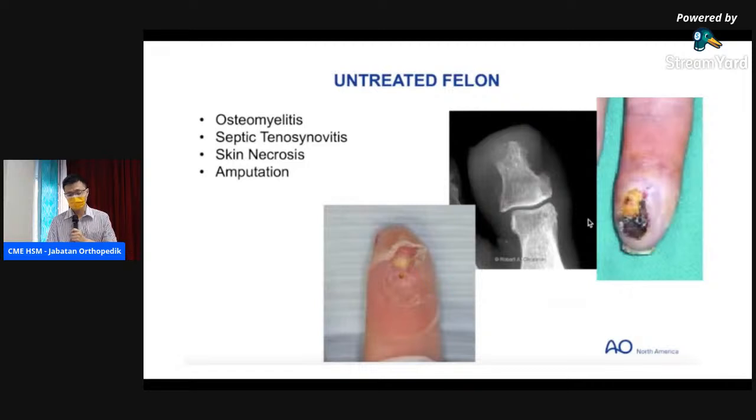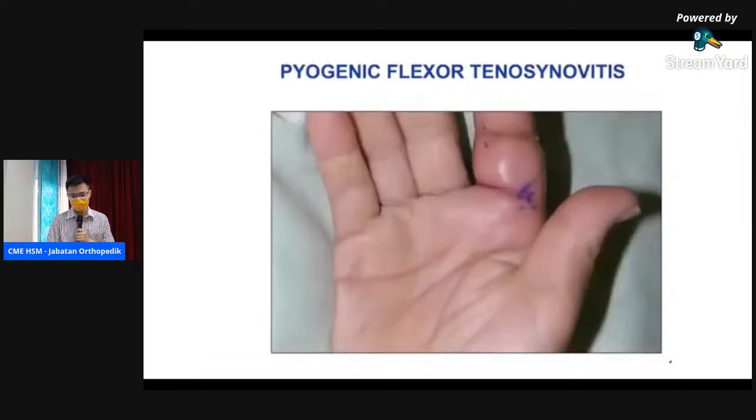Untreated felon has been associated with osteomyelitis. It will cause the bone to be necrotic because of the high pressure, and septic tenosynovitis, because as you know, in the volar, palmar region, the flexor tendon is very nearby, so the infection can spread to the tendon. It can spread to the paronychium as well, and cause skin necrosis if it's treated late. And sometimes amputation is unavoidable.